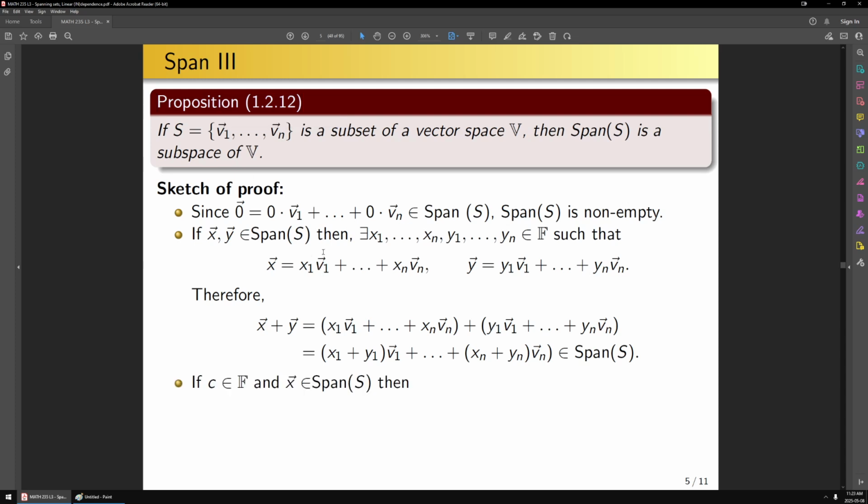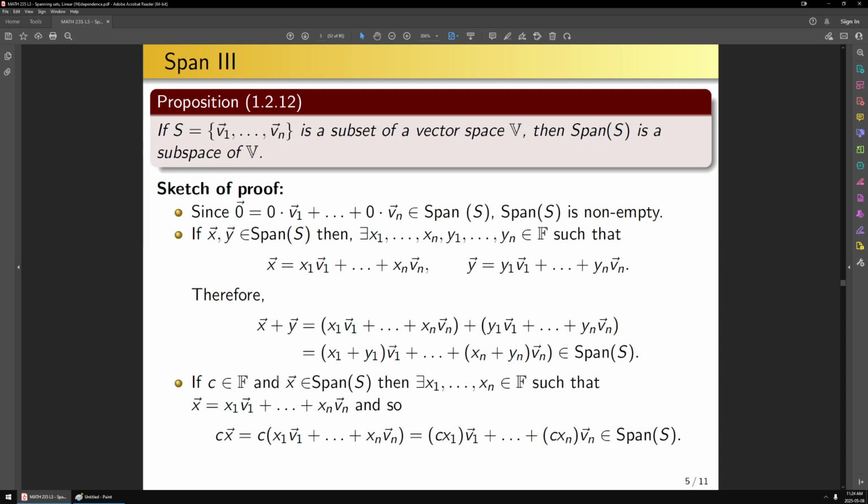Okay. Now the next thing we need to do is show closure under scalar multiplication. So I need to start with a scalar, an f, and I need to start with a vector in the span. So here, since x is in the span, I know there's these coefficients where I can write x in this way. Now we just play the same game. C times x. Well, x is this linear combination. And now I can use my distributive law to distribute the c across. Boop. And that would then be an element of the span because, again, the field F is closed under multiplication.